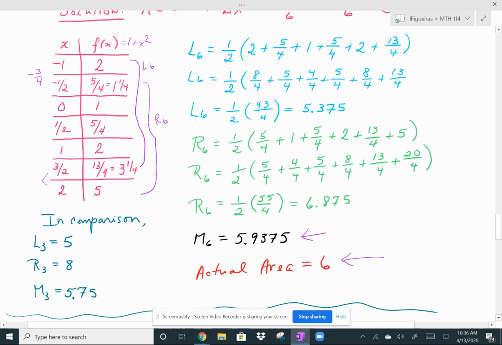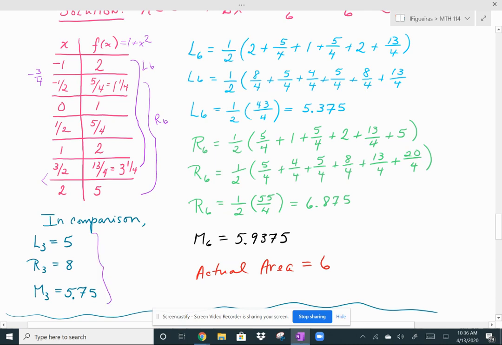We haven't quite learned how to do this, but the actual area is 6. So my M sub 6 continues to be a better estimate than R sub 6 and L sub 6. Okay, but in comparison, if you were to do the same computations with only 3 rectangles, this would be the result that you would get.